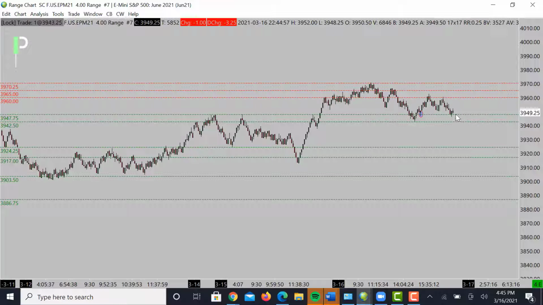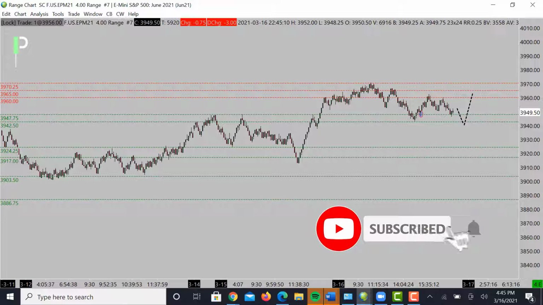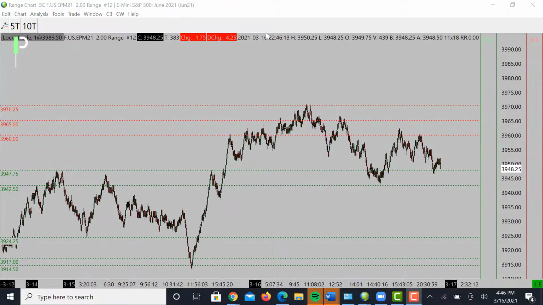So we are looking for the market to get here, hold that structure support, and then try to make that move back to the upside again. Two levels, 42.50 and also 47.75. Let's go ahead and take a look at a smaller chart here. All right, pull this over here.